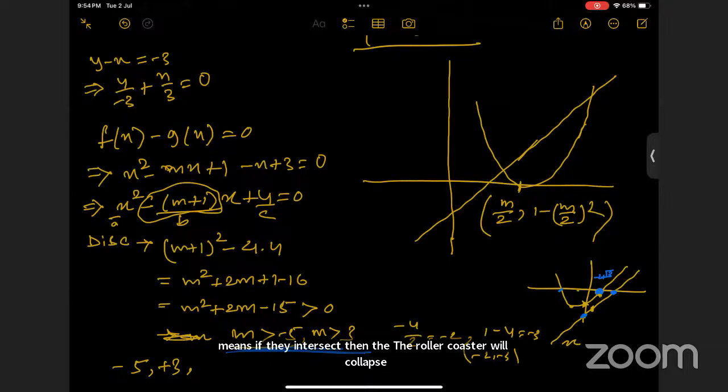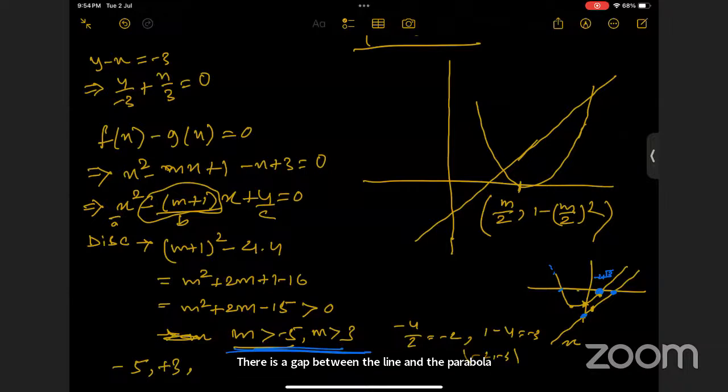Yes. So in this case, this parabola does not touch the line, right? Yes, ma'am, there is a gap between the line and the parabola. So we don't need the gap, right? We need the line to touch something here or something here, right? No, ma'am, we need the gap. If there is no gap, then the roller coaster will collapse. Yes. So what is the option? If we make the gap, it does not collapse.